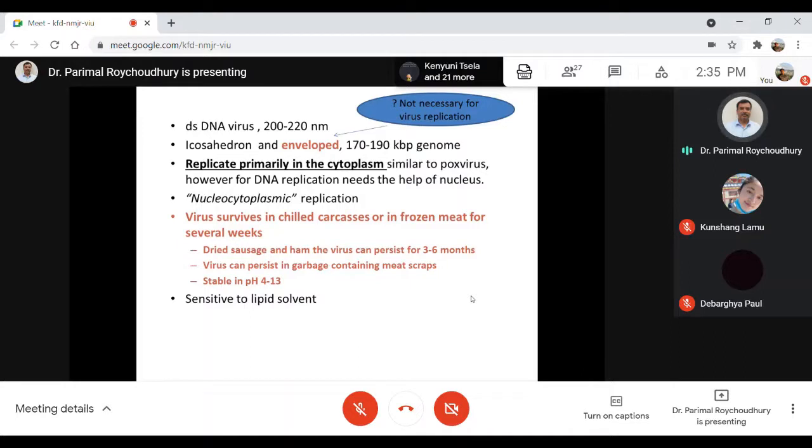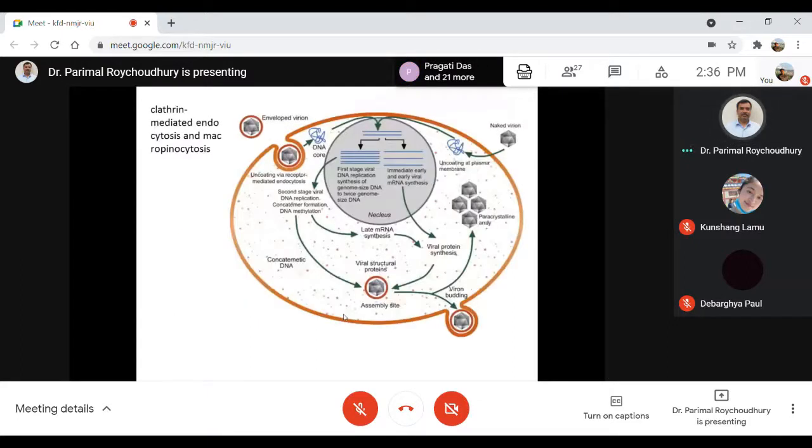So there are multiple portals through which the virus can spread and cause disease, which complicates the entire epidemiology of the disease. Again, we'll be getting more insight about more aspects of the virus and its persistence in nature. So it is very stable, the virus is stable from pH 4 to 13. So it is not readily disintegrated by common disinfectant solutions.